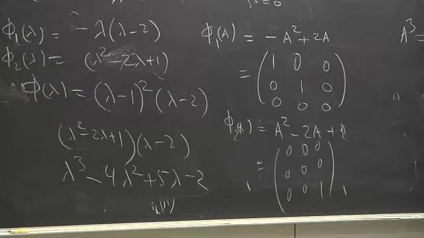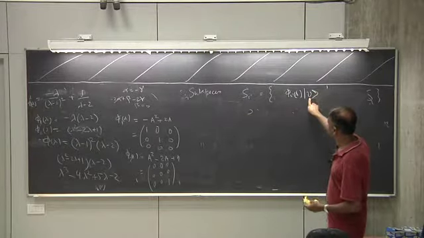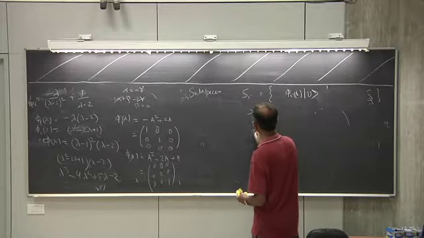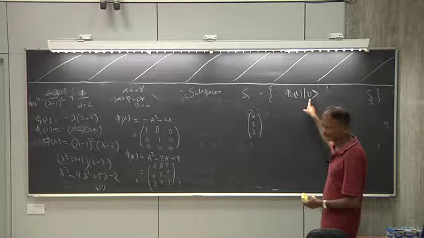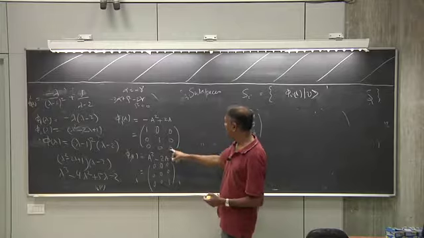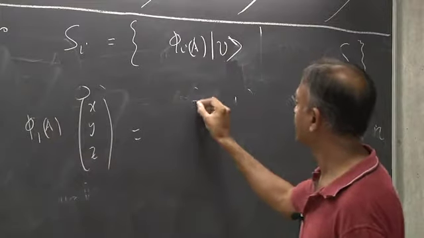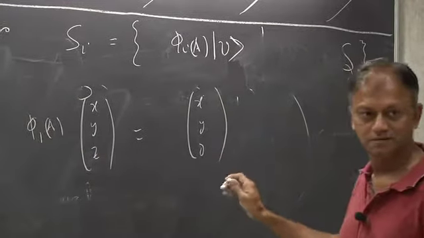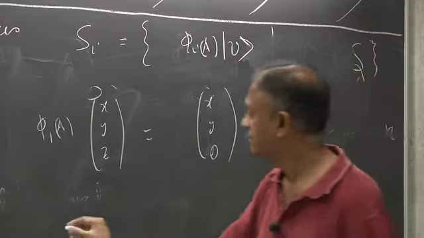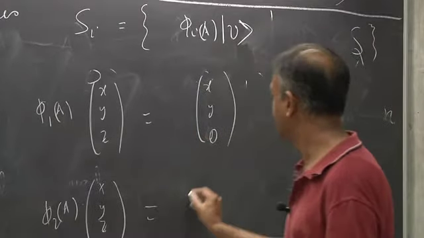Let's look at the S1 and S2 subspaces. Remember, S i is defined like that. Now take any vector. Any vector is of the form x, y, z. I mean, it's a three-dimensional vector, right? Now apply to that, say, phi 1 of a. What's going to happen? The third entry will become 0, right? So applying phi 1 of a, you will simply get x, y, 0. And if you take phi 2 of a applied to x, y, z, then you simply get 0, 0, z.